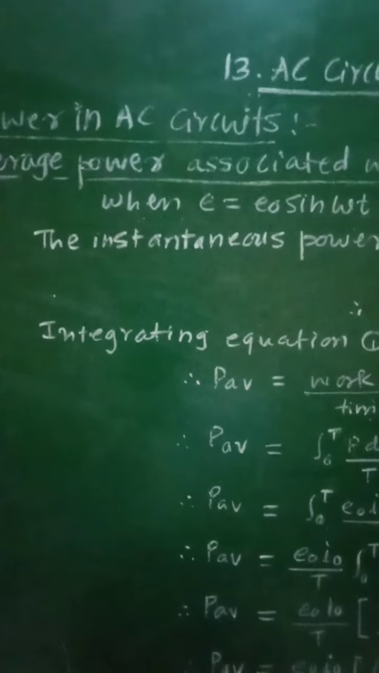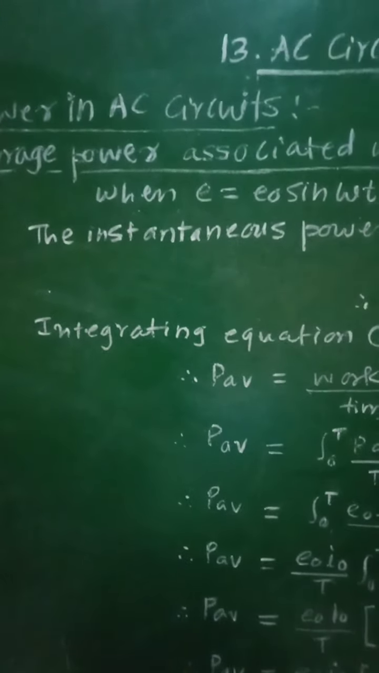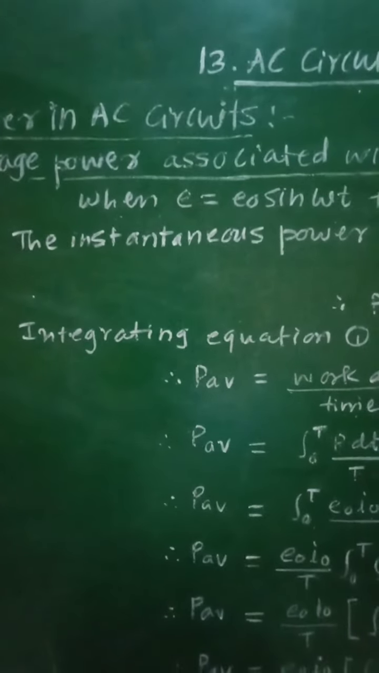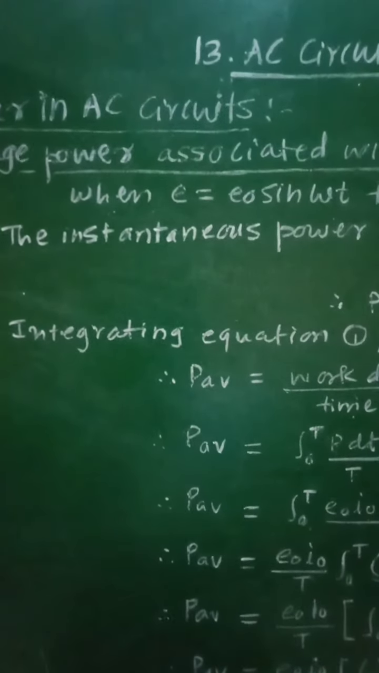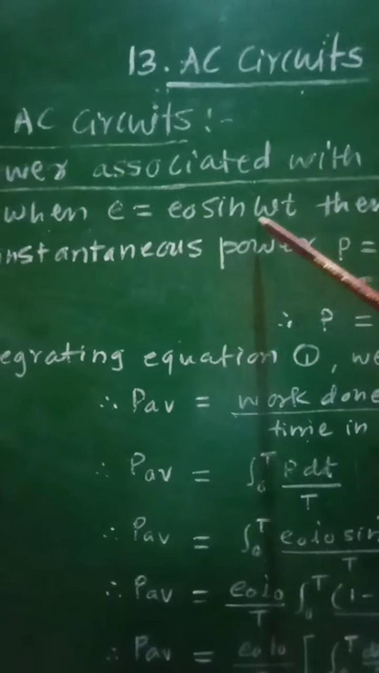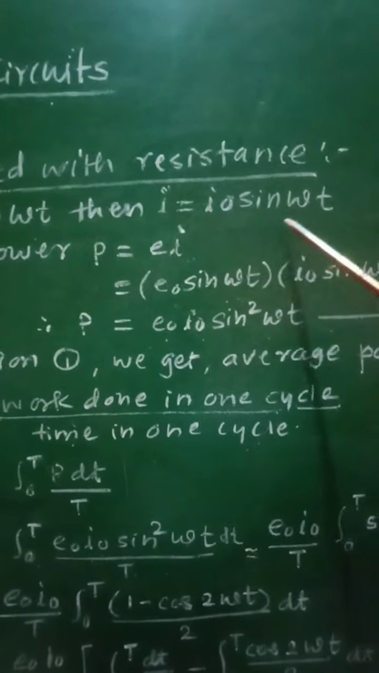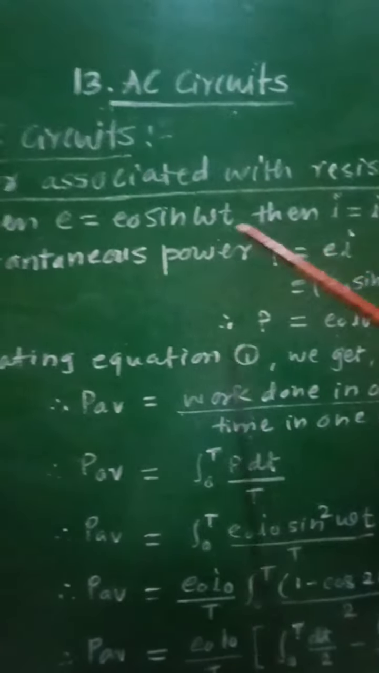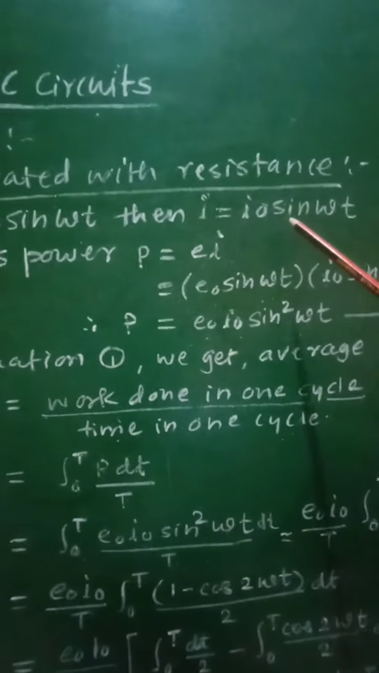In a purely resistive circuit, we have already studied that the alternating current and the alternating voltage are in the same phase. That is, the phase difference between the voltage and current is 0, and therefore when E is equal to E0 sin omega t, at that time current I will be equal to I0 sin omega t. So these two equations represent the instantaneous values of EMF, that is voltage, and current.